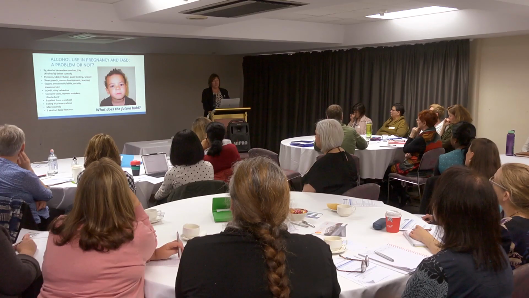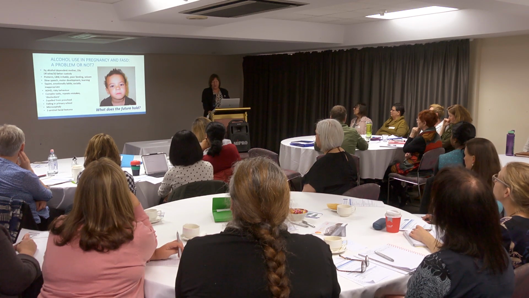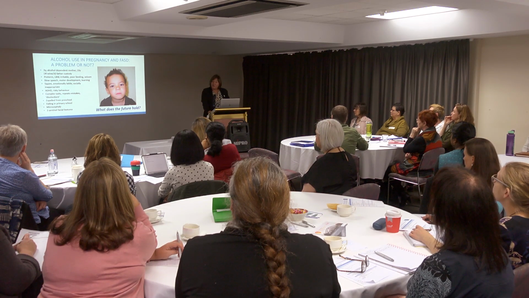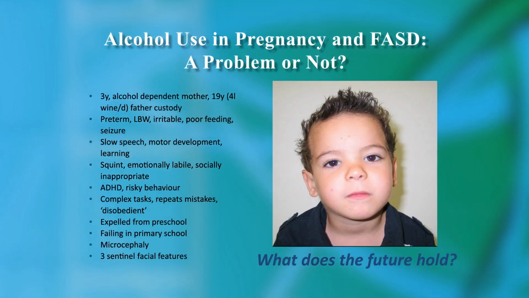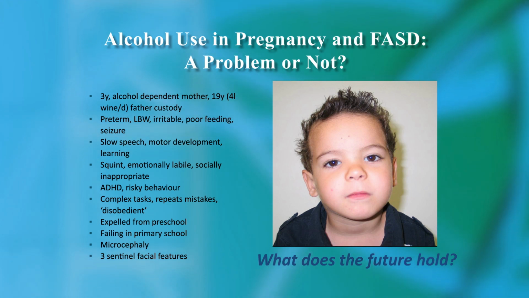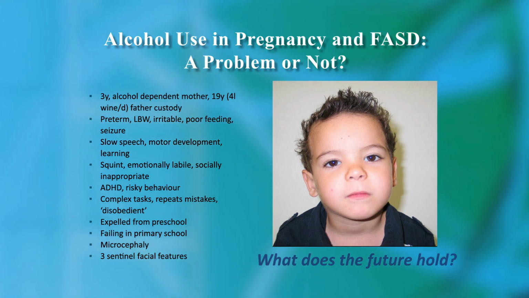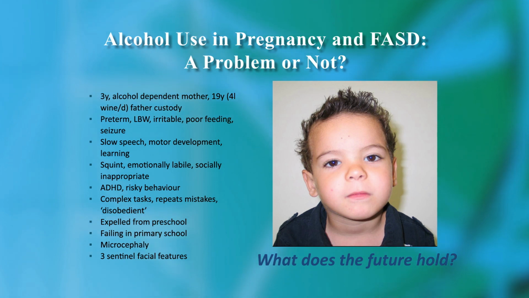He had some physical features. He had a squint. Even at an early age, he was labelled as having ADHD. He was a very hyperactive child with risky behaviours. So even at the age of 3, he was climbing onto roofs, running onto roads. He had difficulty taking in complex instructions. He repeated his mistakes, so each morning he'd put his clothes on top of his pyjamas, and his mum would have to take them off and explain that he had to take his pyjamas off before he put his school clothes on. And he was, from a very early age, labelled disobedient.